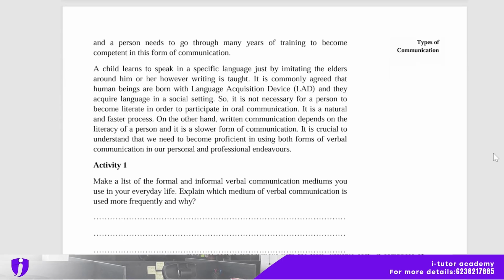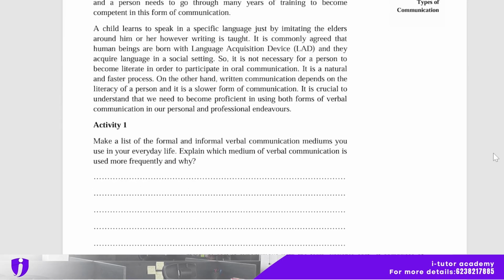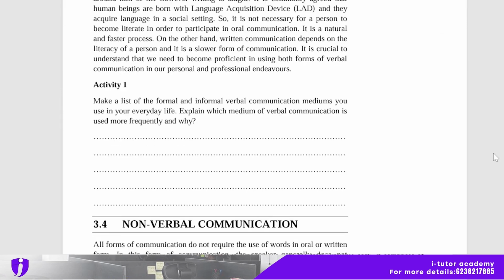So activity 1 is based on this verbal communication. You just try to do it.